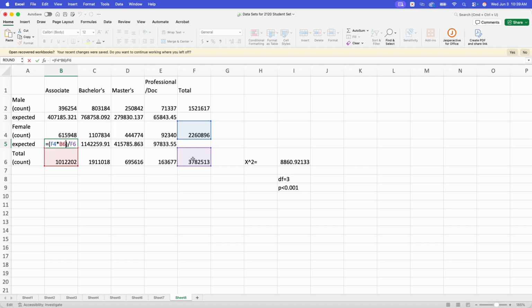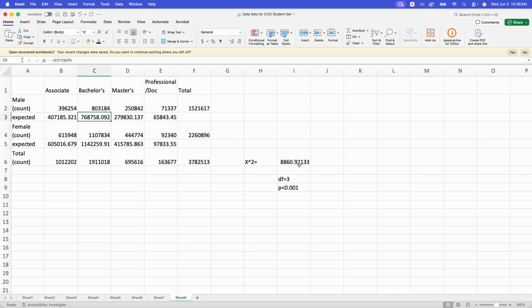And total is more of a me term than an actual professional term, but it's a functional term, so that's why I'm using it. And I do that for each individual value there. Once again, it's the row times the column divided by the total, okay? And I did that all the way across.